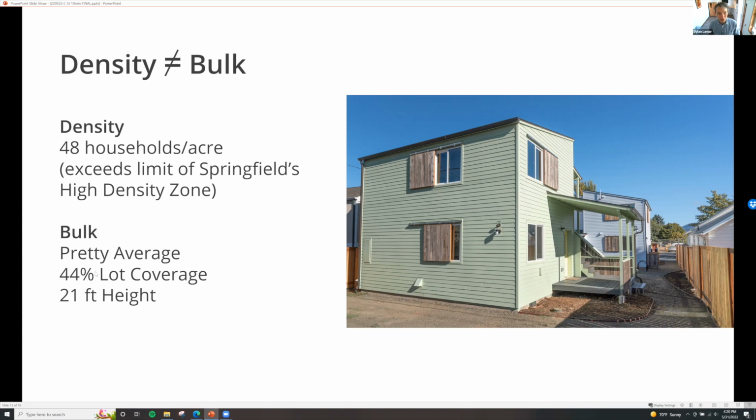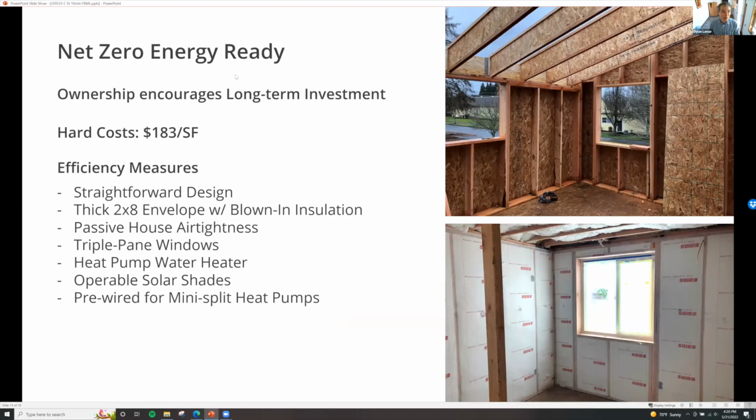Pretty average in size, 44% lot coverage is nowhere near the maximum allowed, 21-foot height. We could still go another 14 feet higher. It's also net zero energy ready. So in addition to affordability, I'm trying to pack in as many cost-effective Passivhaus light measures as possible.